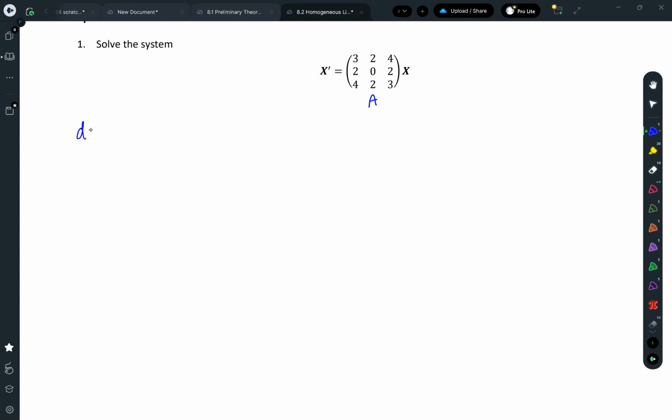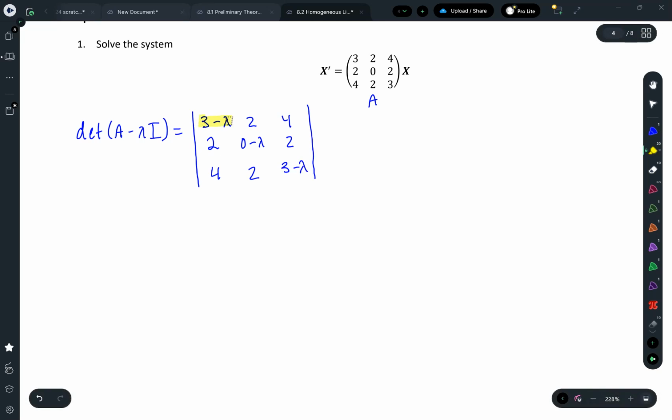So we need to find the determinant of A minus lambda I first. All right. What we do is we take our 3 by 3 matrix, and along the diagonal, we're going to put in the minus lambdas. So we have 3 minus lambda, 2, 4, 2, 0 minus lambda, 2, 4, 2, 3 minus lambda. Okay, we're going to take a determinant there, and I'm going to focus on the first row. Remember, in the first column we have plus, in the second column we have minus, in the third column we have plus.